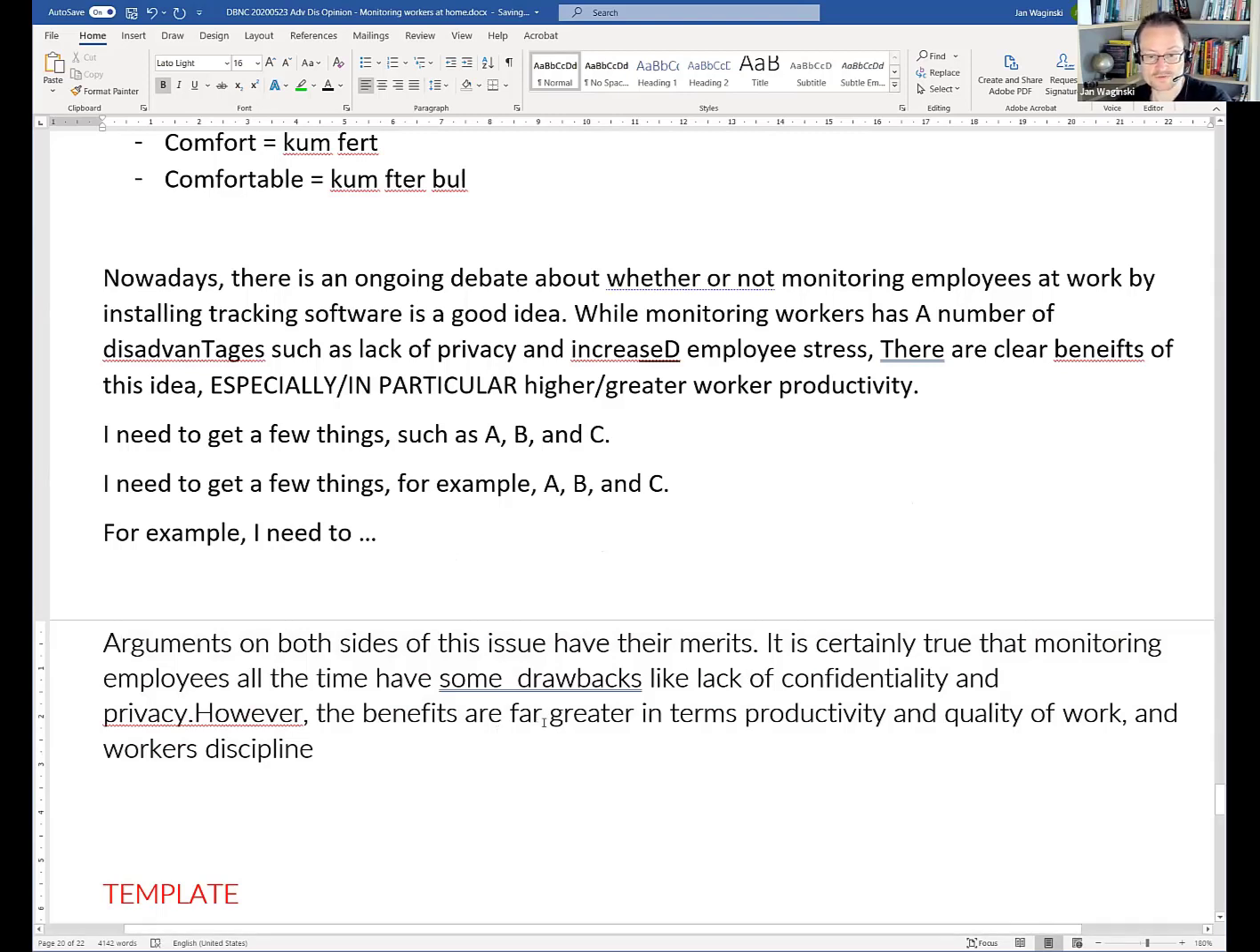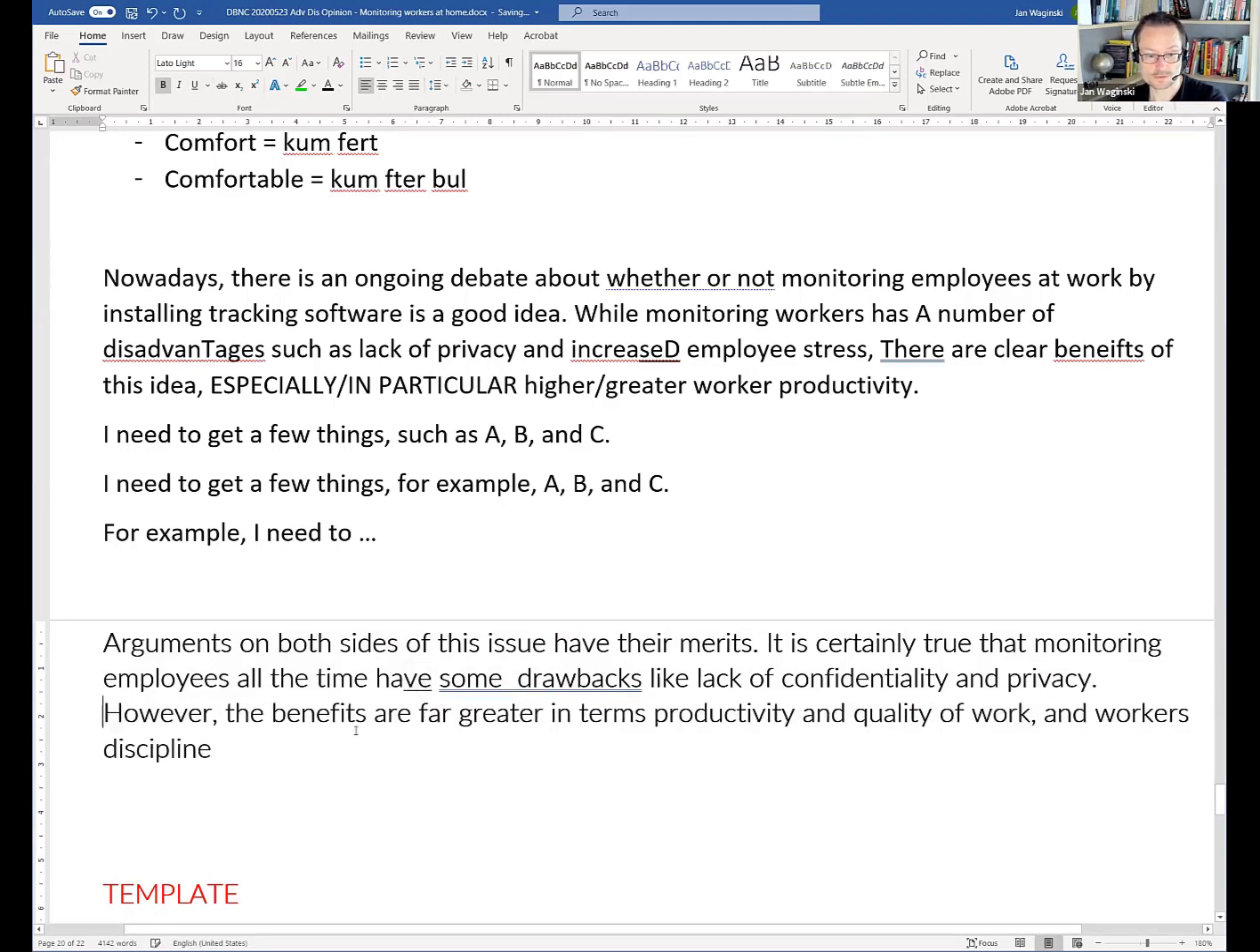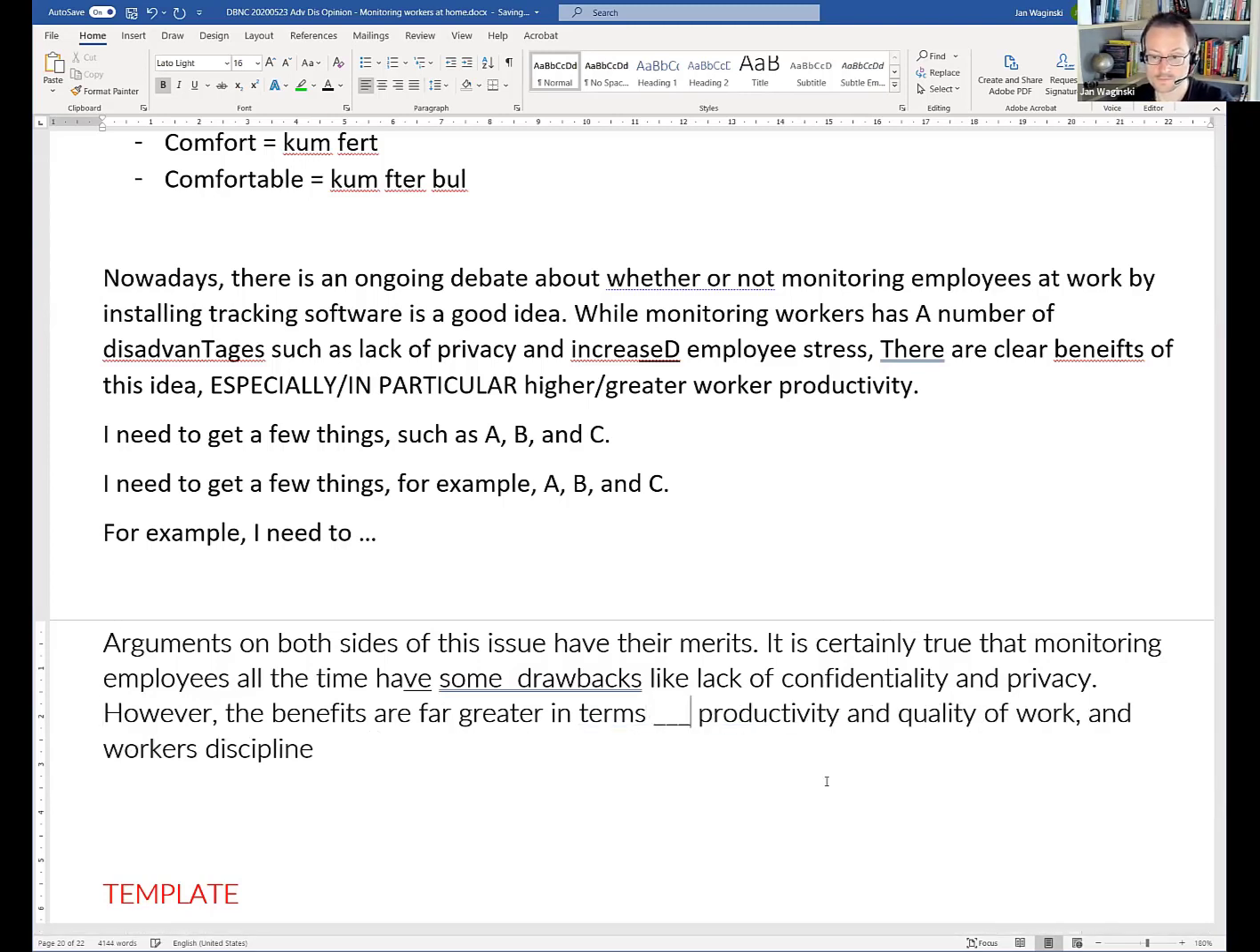Arguments on both sides of this issue have their merits. Good remembering. It's certainly true that monitoring employees all the time. Very nice. I love the structure. Just a couple small grammar issues. In terms of, yeah, small but important.